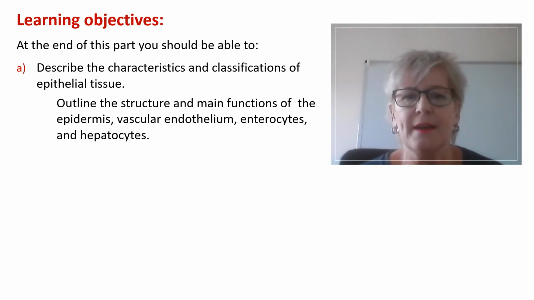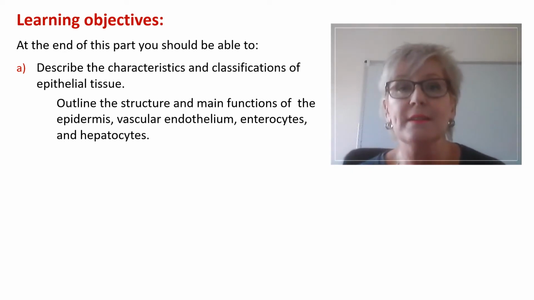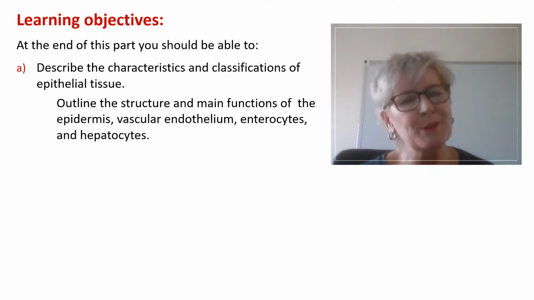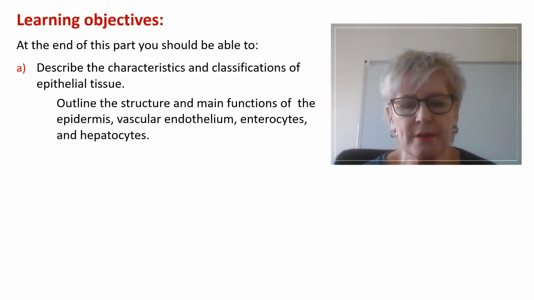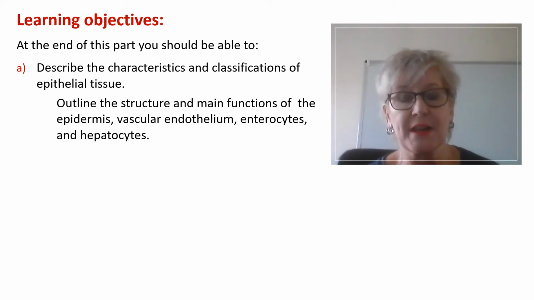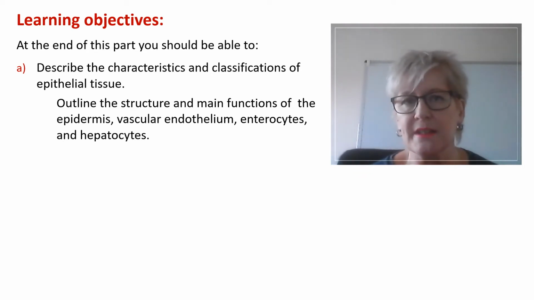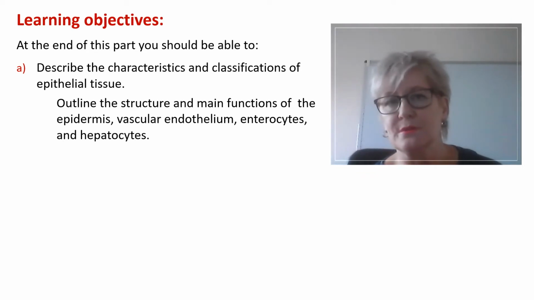Epithelial tissue is quite major really when you consider it covers and lines and it forms the glands, so it can be very varied. We're not going to go through all of them, but we will look at the principal characteristics and the classifications of epithelial tissue, and we will look at specifically the epidermis, vascular endothelium, enterocytes and hepatocytes. And we will look at those specifically because it either feeds into clinical reasoning or they are very important epithelial tissues.